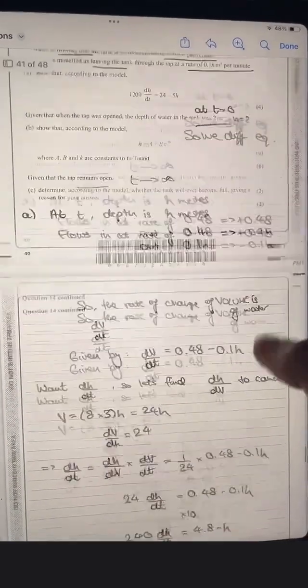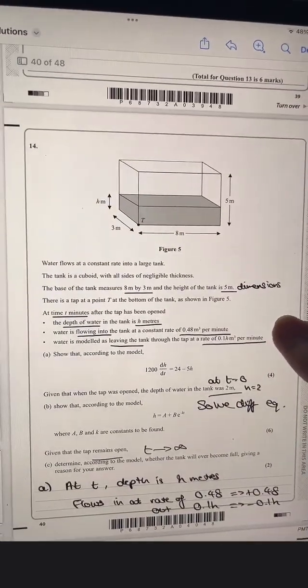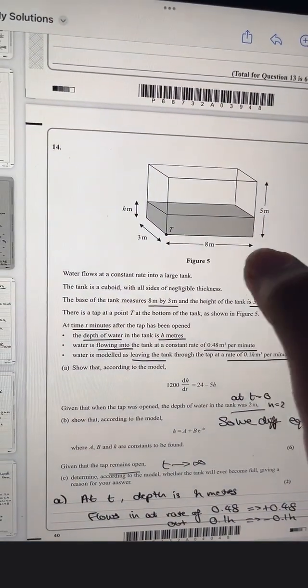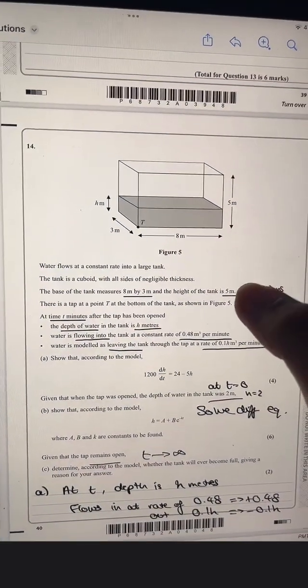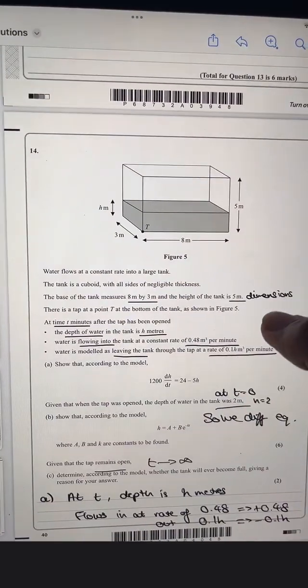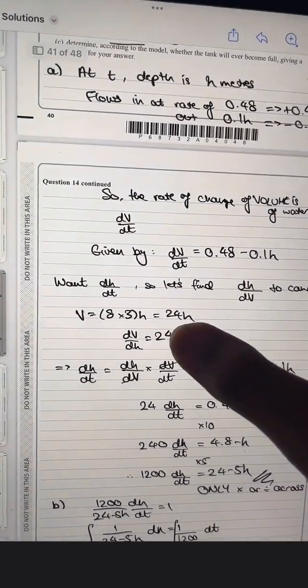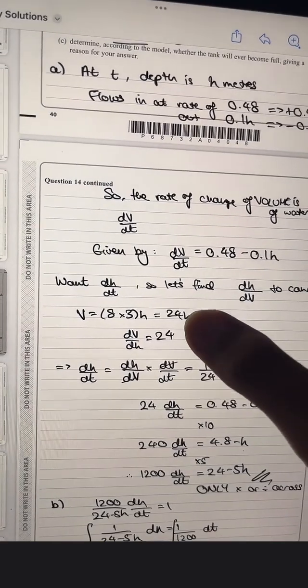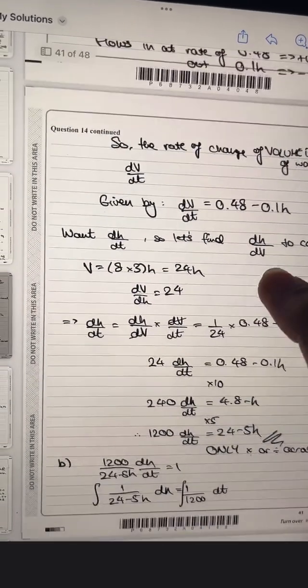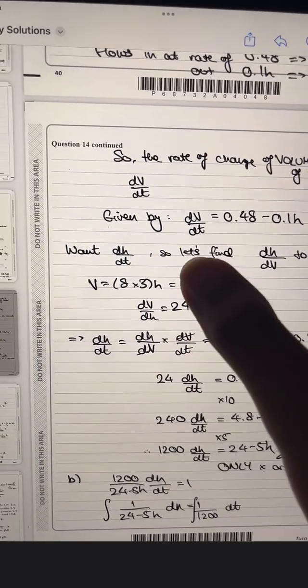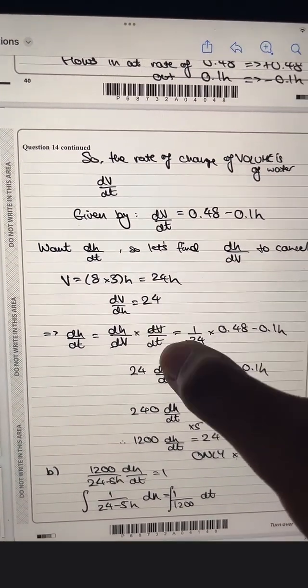Well, they told me that the volume is 8 times 3 times height. The volume of water, they've told me measurements, I can find the volume. That's what I just did. Volume is 8 times 3 times h, which is 24h. So dV by dH is 24. Now I can find dH by dt by doing dH by dV, which is the reciprocal, multiplied by dV by dt. Flowing out is negative, flowing in is positive.